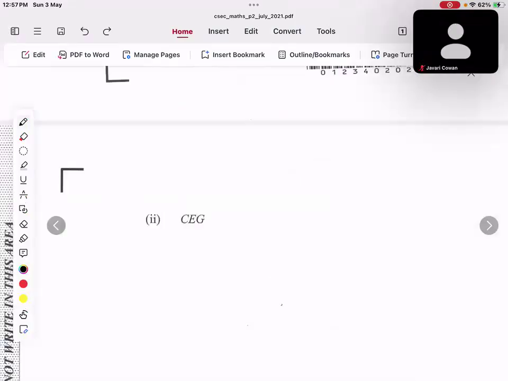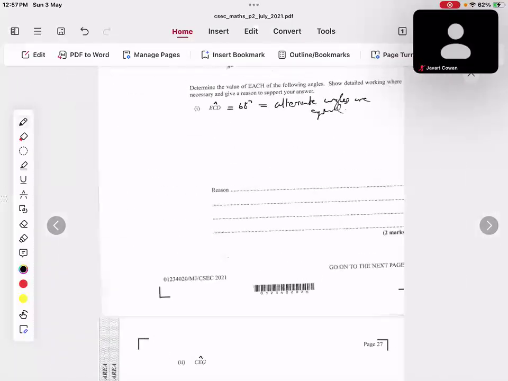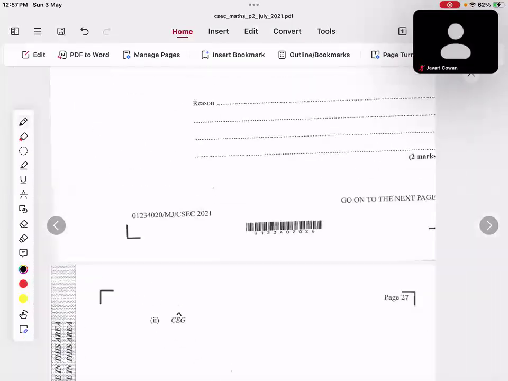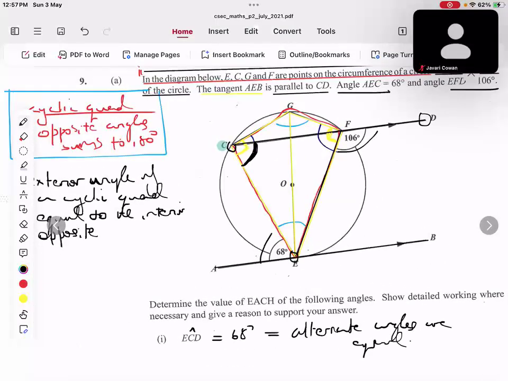CEG. So the angle is at E again. At E, CEG, where's C? So C is right here. Where's E? E is down here. And where's G? Up top here. So it's the angle right in here. ECG, that angle right here. That's the angle you're looking for. The angle down here, right here. So, all right.